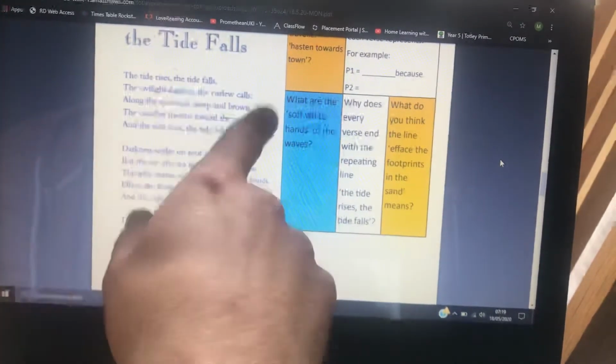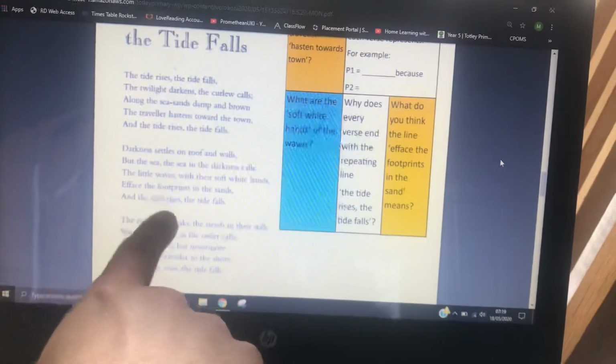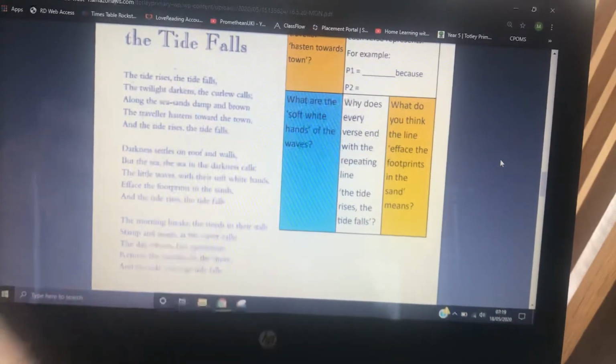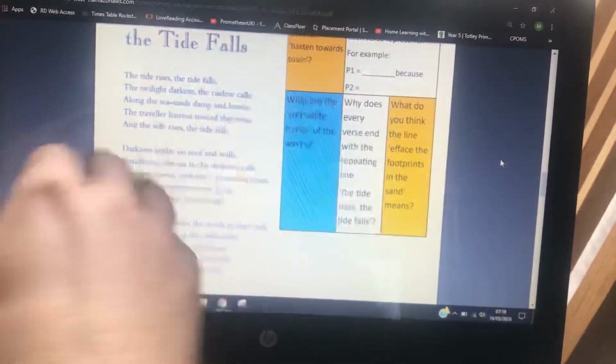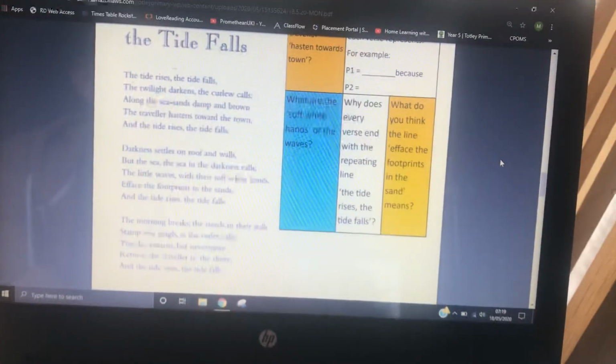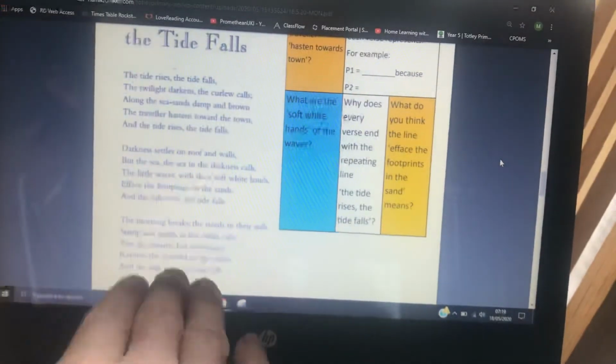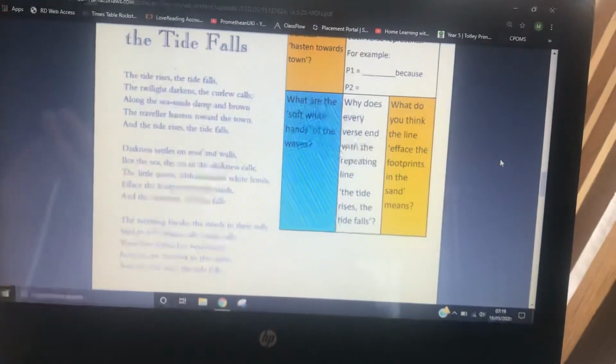No matter what is happening, the tide rises, the tide falls. That's what happens in the ocean. It's an unstoppable force that humans cannot have any input on. Okay? It's a natural occurrence. So whatever happens, the tide rises, the tide falls. It's always happening. Okay? So that's why it's repeating.